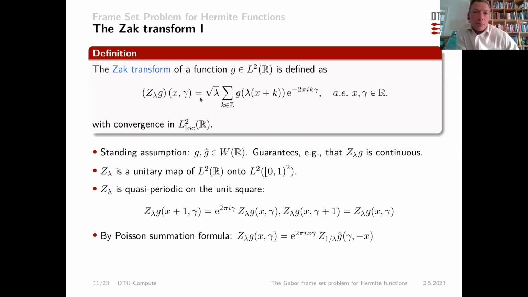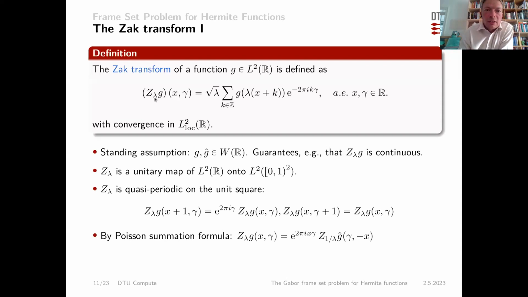And then, okay, you have the scaling in front of it. That's simply just to make it a unitary mapping from L2 onto L2 functions of 2 variables on the unit square. So I will usually assume that the generators, so g, is sufficiently nice. So here I just listed that g and g hat are part of the Wiener space. So that, for example, guarantees that the section form is a continuous function. So it's a continuous function in x and gamma.